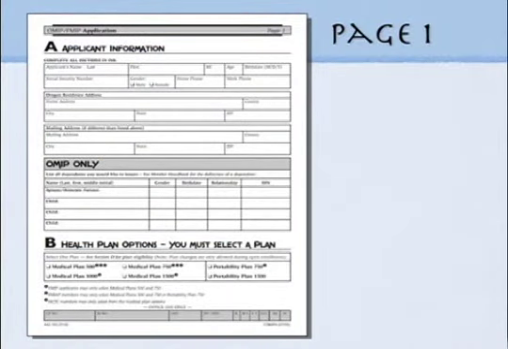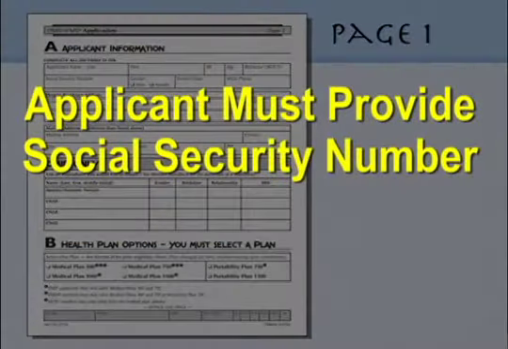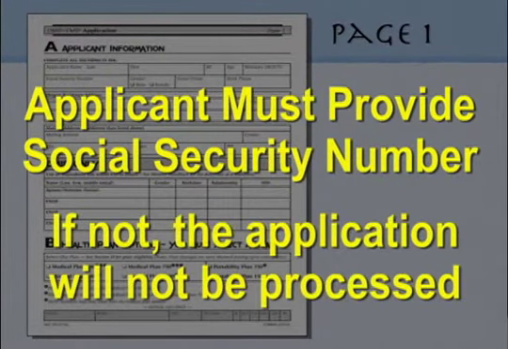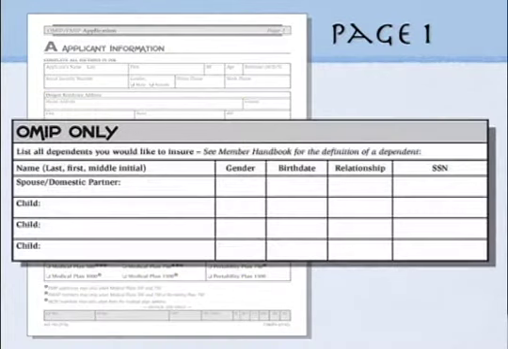Section A, Applicant Information. I want to point out that the applicant must provide a Social Security number as requested in this section. If there is not a Social Security number inserted, then the application will not be processed. Within this section, you will see a box labeled OMIP only.